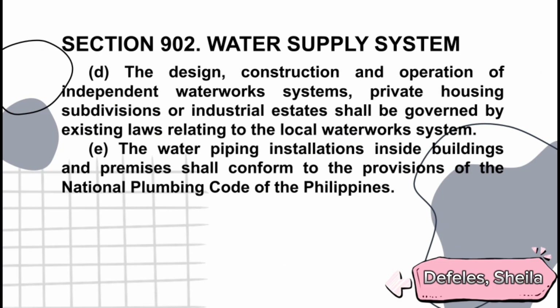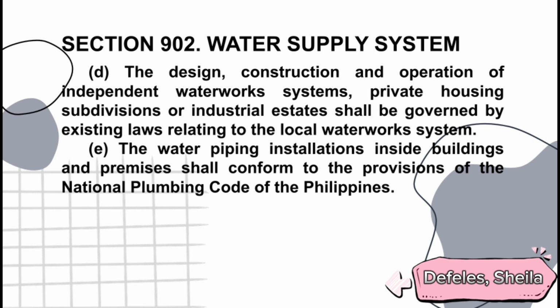The next one is the design, construction, and operation of independent waterworks systems, private housing subdivisions, or industrial estates shall be governed by the existing laws relating to the local waterworks system. Dito naman, even na independent na or private na yung mga water supply system na pinapatayo nila, dapat yung design, construction, and operation pa rin nun is governed by the existing laws relating to the local waterworks system, since yung standards na siya and dapat ito na yung sinusunod.